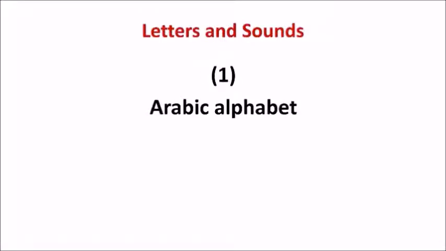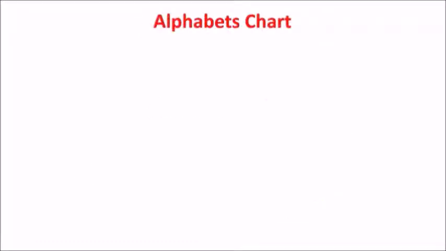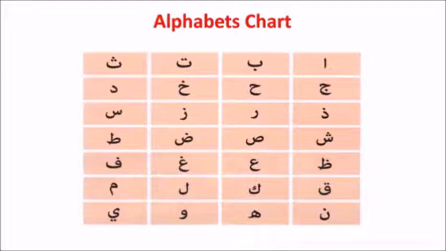Arabic letters and sounds. The Arabic alphabet contains 28 letters, including consonants and long vowels. Let's have a general look at the alphabet chart and practice our first listening activity. This chart shows the 28 letters of Arabic. Starting in the upper right hand corner, the chart reads across from right to left, which is the direction Arabic is written and read. Now listen to the name of each letter and repeat.